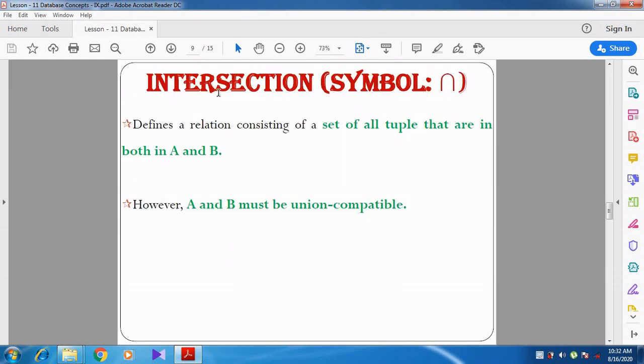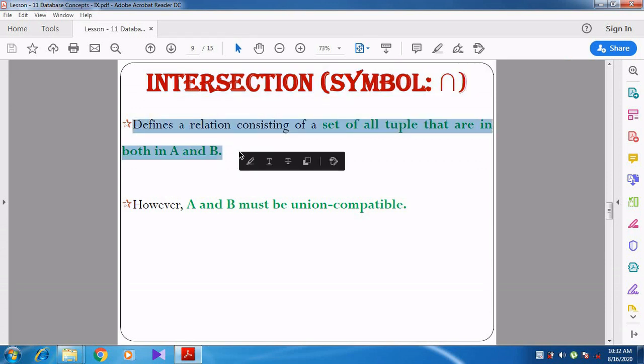Now we are going to see the intersection operation. This we know already, A intersection B. It is represented by a symbol that looks like an n. It defines a relation consisting of a set of all tuples that are both in A and B. So the common tuples of table A and table B will be displayed.